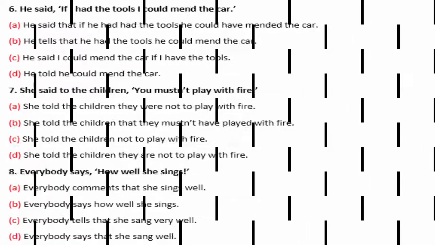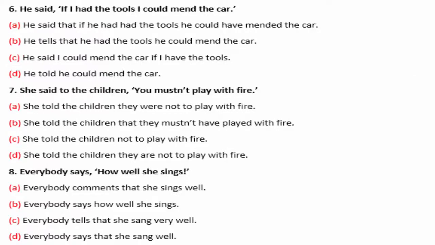Sentence number 5: My friend requested me to bring him a sandwich. There are 4 options given before you. You may pick one and write it down in your register. Sentence number 6: He says, if I had the tools, I could mend the car. 4 options are given to you. You may choose any one option and write it down in your register.